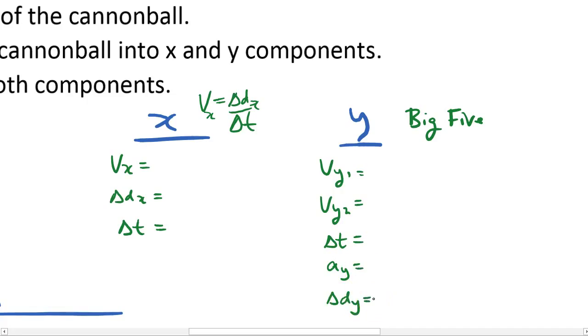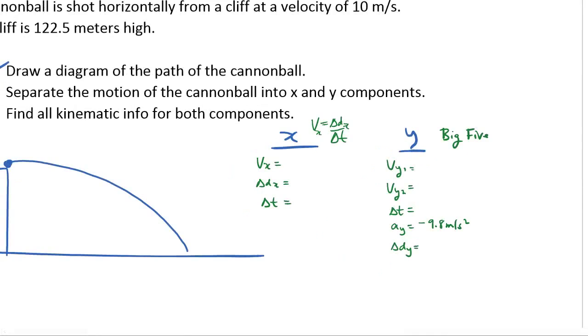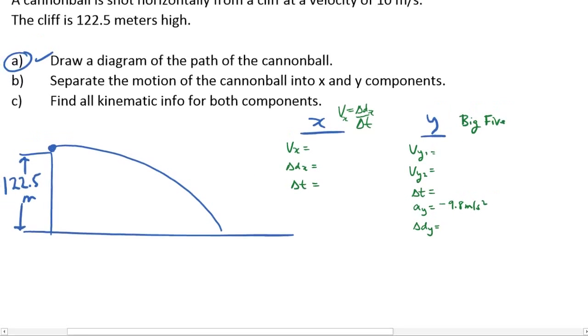So the one thing that we know all the time, this is the constant, this ay is going to be equal to negative 9.8 meters per second squared, because it's a projectile. We know that one. Okay, so now let's look at this particular, this is like, take this whole thing to the bank. You're going to use that so many times. Okay, so find all kinematic info for both components. So let's just fill it all out.